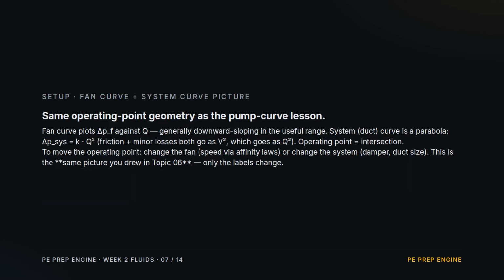The fan curve picture is identical to the pump curve picture from Topic 6. Plot fan pressure rise against flow. The curve slopes down through its useful range. Overlay the system curve, a parabola scaling with flow squared. The operating point is the intersection. To shift it, change the fan speed, or the system with a damper. Same picture, only the fluid changes.